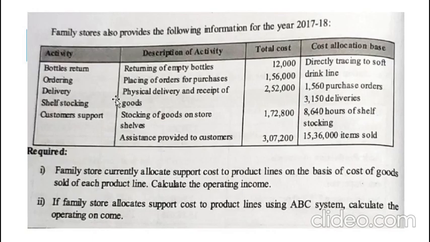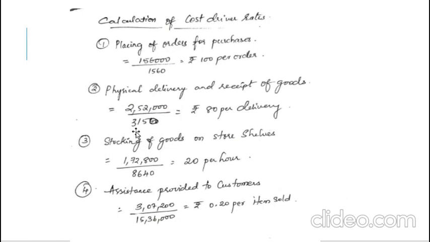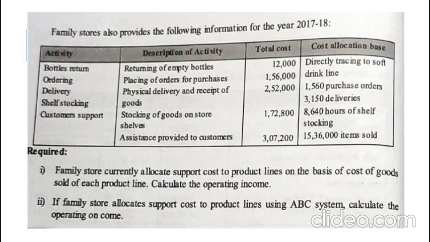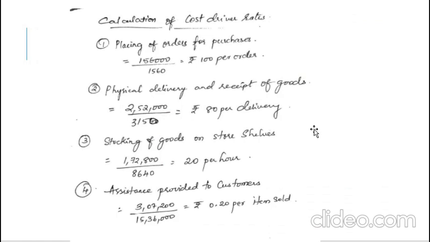The next activity performed is physical delivery and receipt of goods, for which the cost is 2,52,000 and the deliveries made are 3,150. So 2,52,000 divided by 3,150 will give you rupees 80 per delivery. Next, the cost allocation for physical delivery and receipt of goods, the total cost, which was 2,52,000 divided by 3,150 deliveries, will give us rupees 80 per delivery.